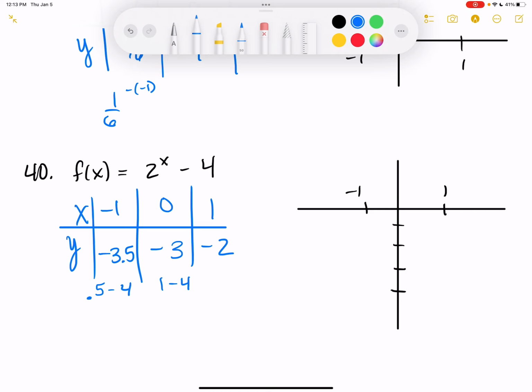At negative 1, we're at negative 3.5. It's kind of stupid. At 0, we're at negative 3. And at 1, we're at negative 2.